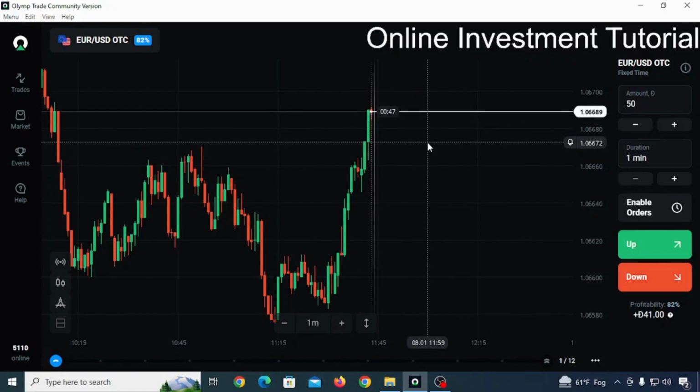So in this way, you can keep on trading by using this simple strategy and make a good amount of profit. However, it is a little bit risky. You only need to invest the amount that you are willing to lose.